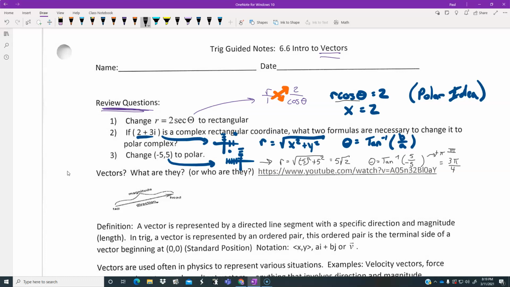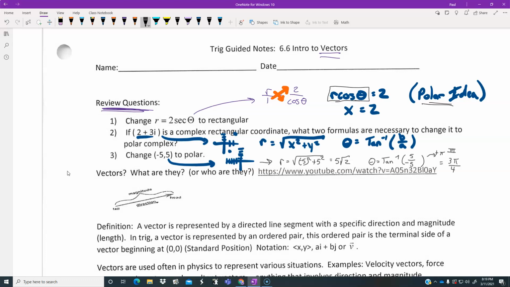and r cosine, as we've seen in the past when we did polar, turned out to be x. Now, I'm going to pause right here for just a second and say this r cosine concept that you learned during the polar unit is extremely important when we start talking about vectors. So that part's going to come back. Those formulas are going to come back.